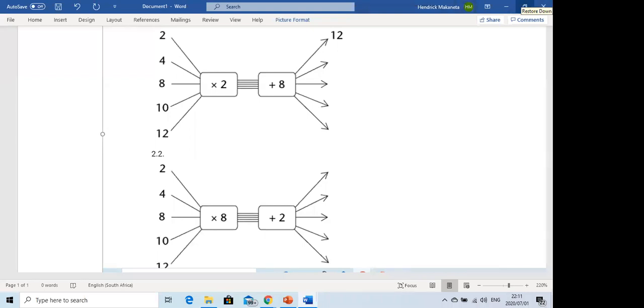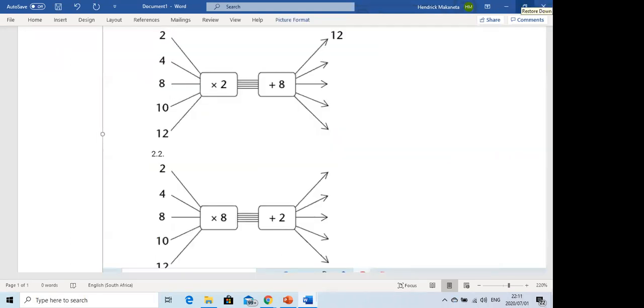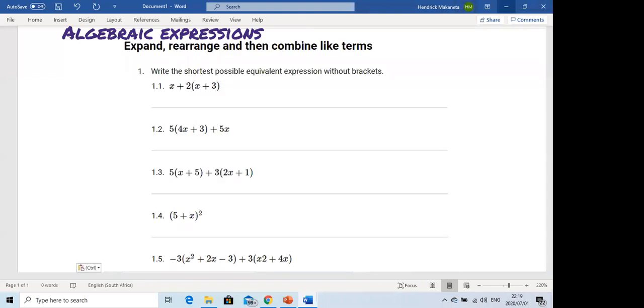All right. Yes, we are beginning with our term 3 work now. And of course, we have to expand and rearrange and then combine the like terms. Let's see. Yes. We have to write the shortest possible equation or equivalent expression without the brackets.